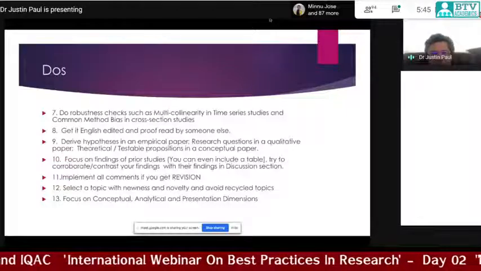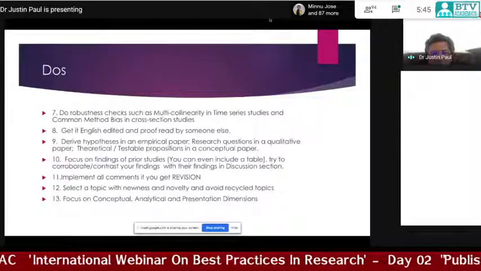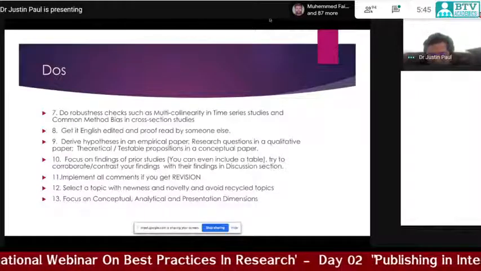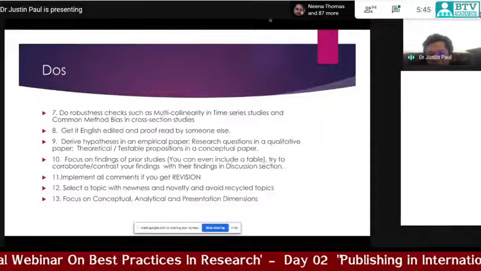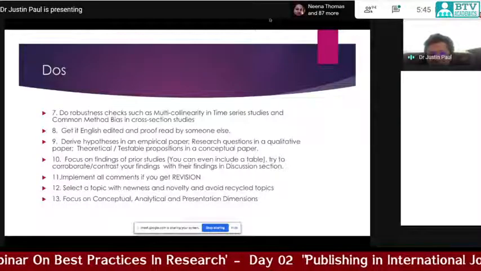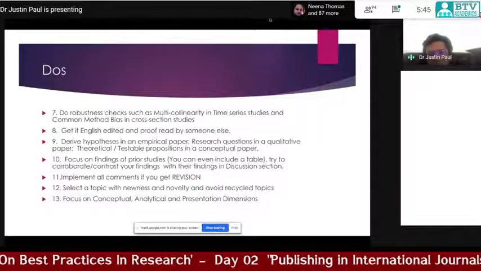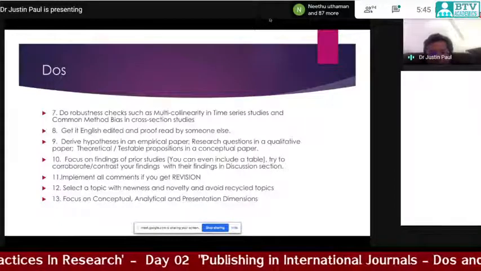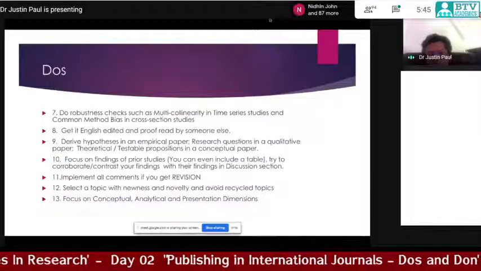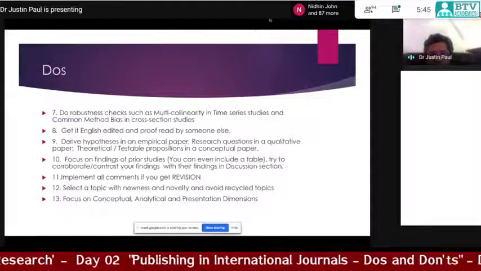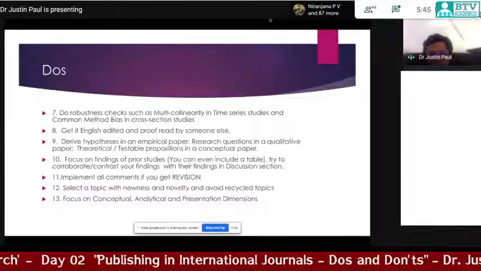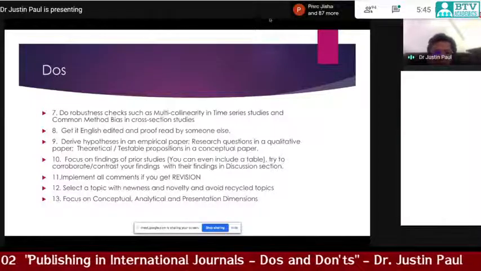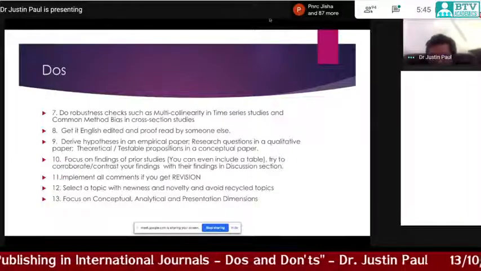derive hypotheses in an empirical paper. Hypotheses are very important in an empirical paper. If you have an empirical paper, derive hypotheses. If you have a qualitative paper, derive research questions. If you have a conceptual paper, derive theoretical and testable propositions. These are important. I repeat, hypotheses in an empirical paper, research questions in a qualitative paper, theoretical or testable propositions in a conceptual paper.